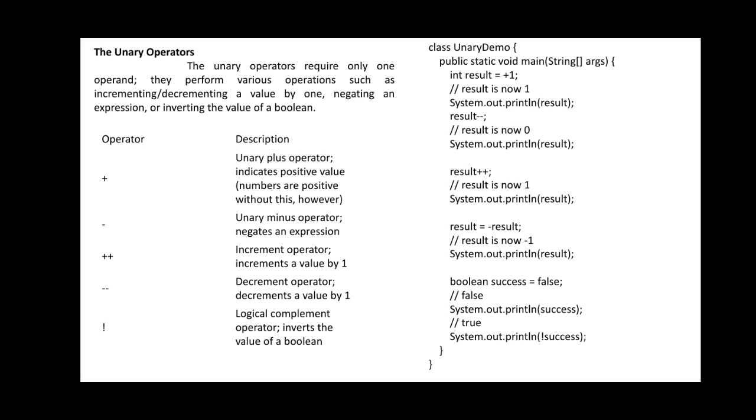So that is nothing but called as what? Unary minus operator. Double plus means incrementing a value by 1. Double minus means decrementing by 1. And lastly, I am going to have the logical complement operator, which inverts the value of boolean. If you are going to send exclamatory 0 means it is going to invert the value to 1. So negation of 0 is 1 and negation of 1 is equals to 0.